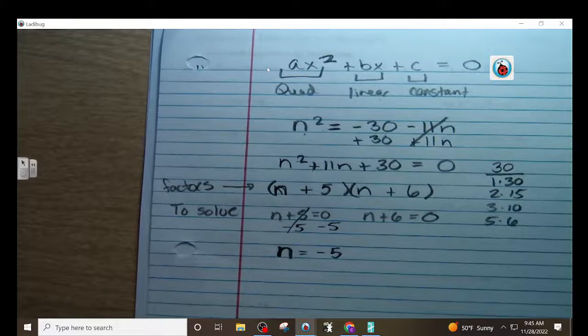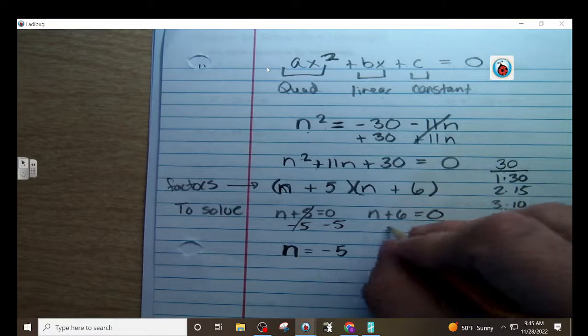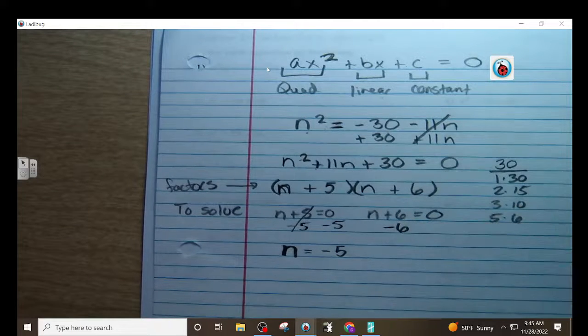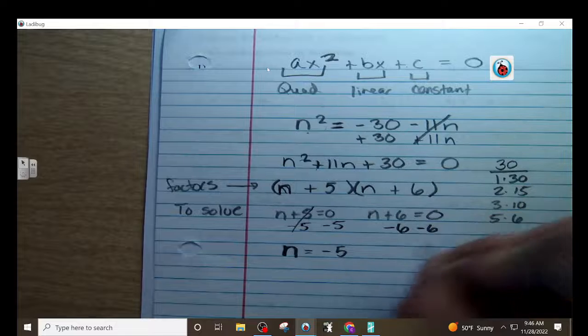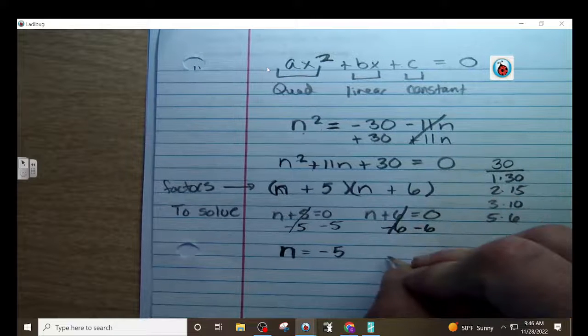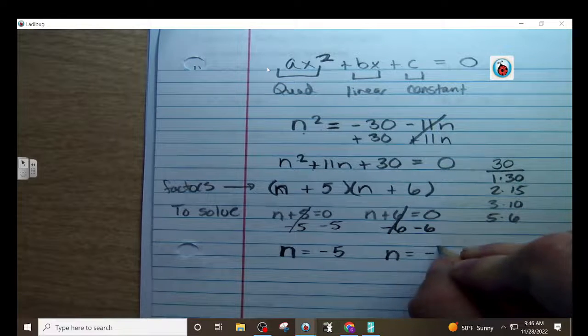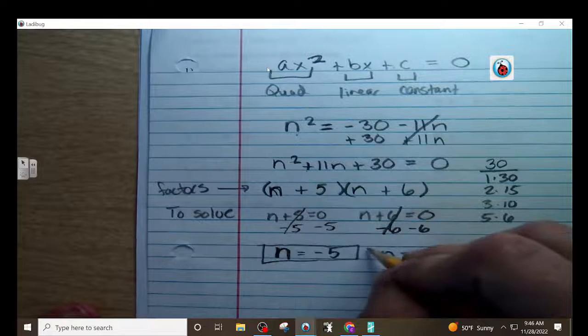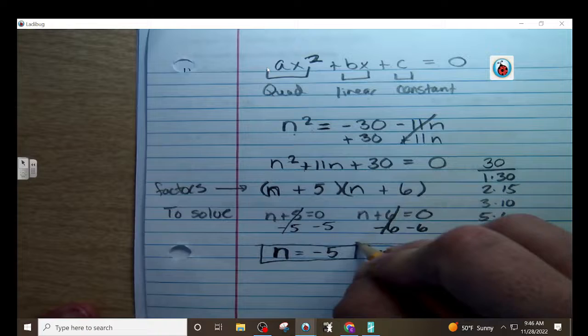All right. And then to get n by itself here, I'm going to add minus 6 to make that 0, which I have to do to both sides. And that gives me n equals negative 6.